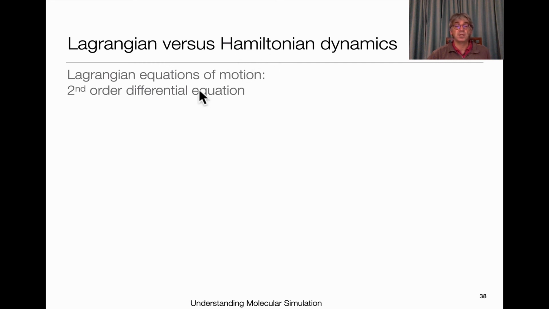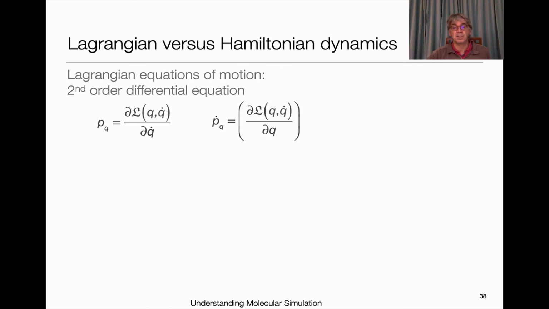statistical thermodynamics. What we basically got with our Lagrangian equations of motion was a second order differential equation. But what we can also do is write a second order differential equation in terms of a set of two first order differential equations. That's completely equivalent, and that is something you typically do in Hamiltonian dynamics.